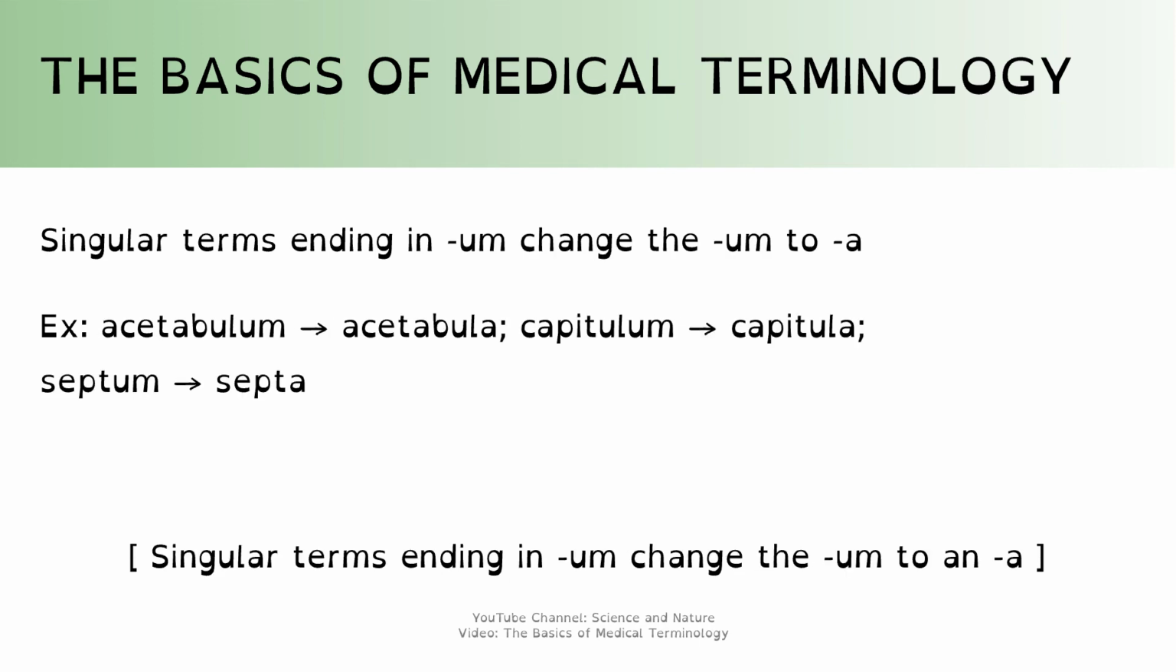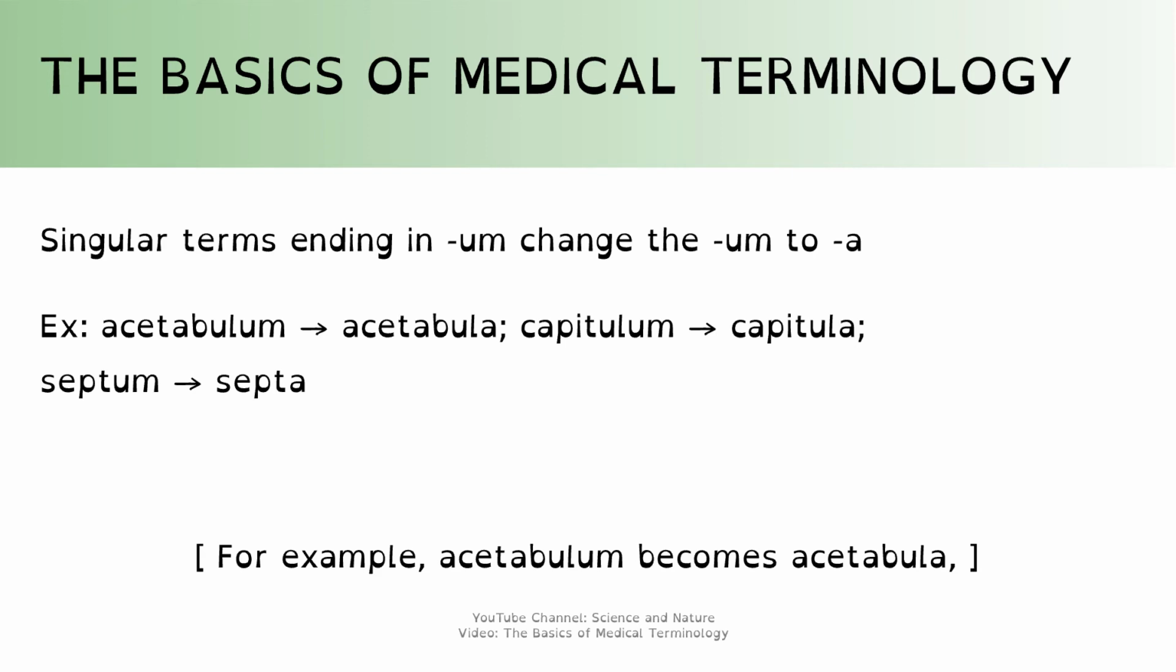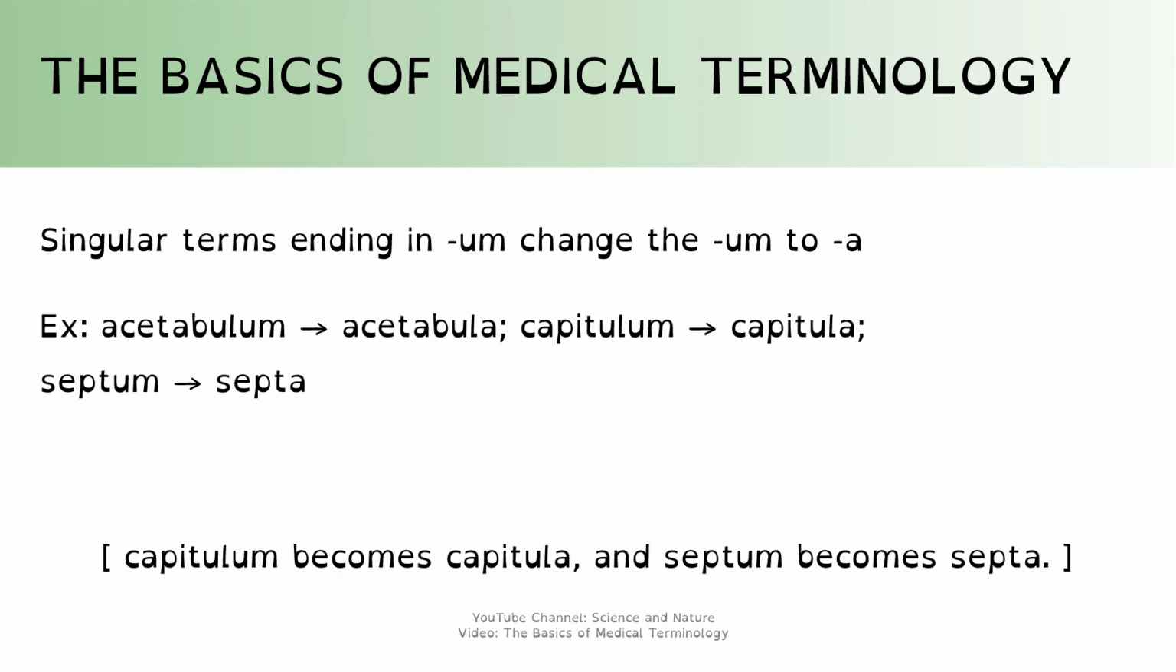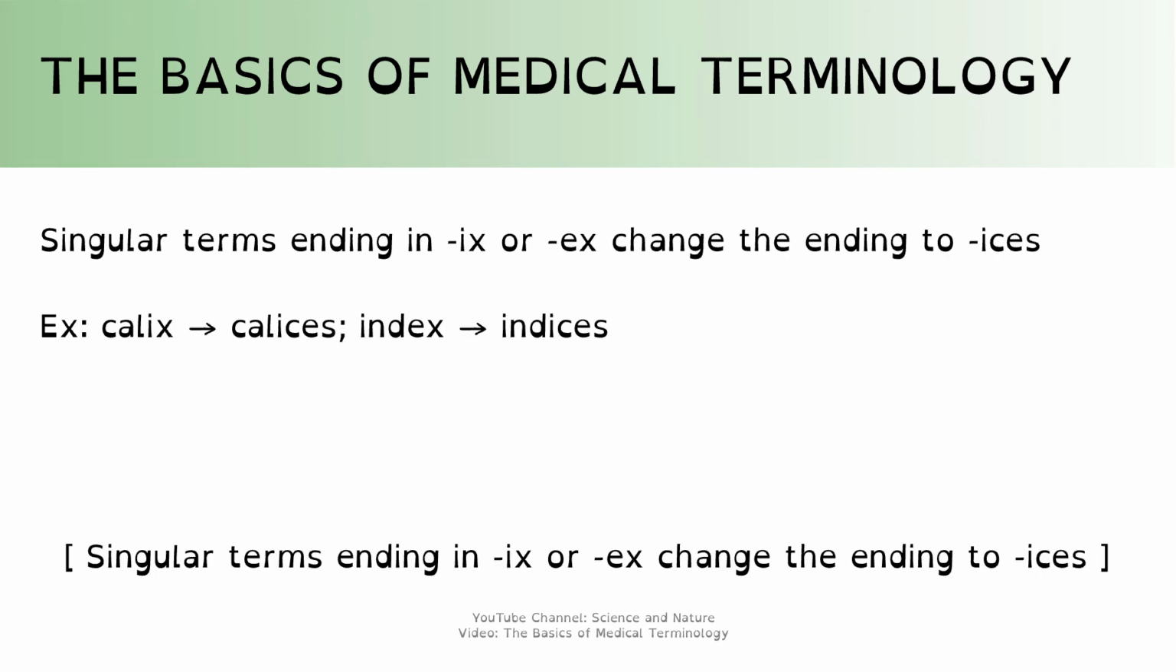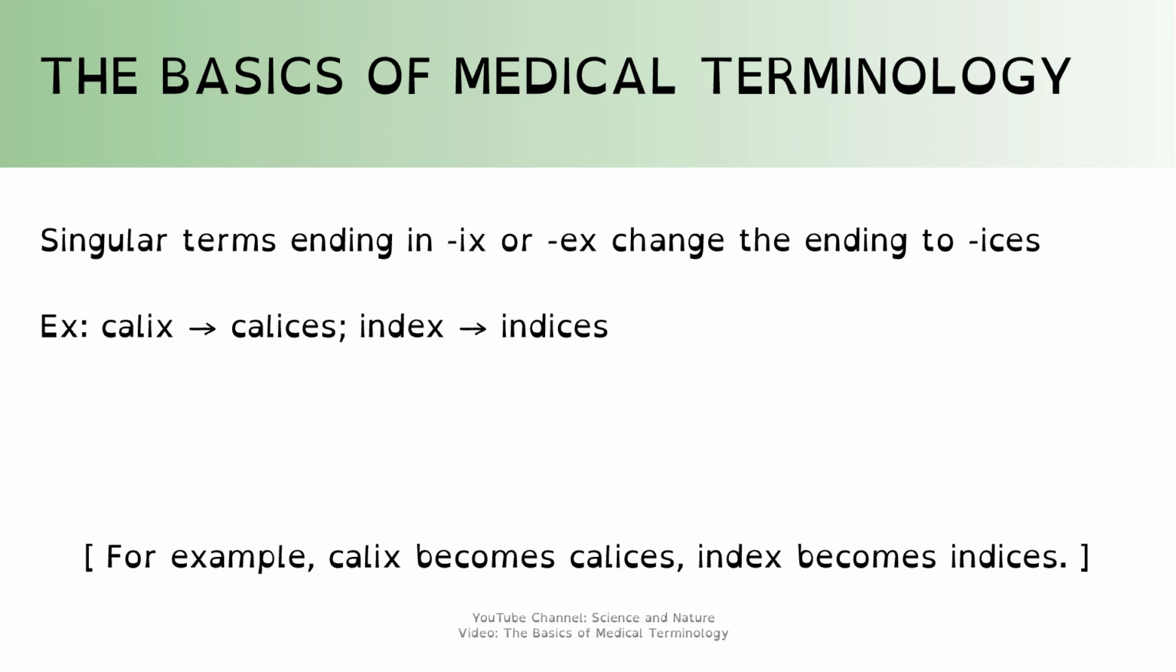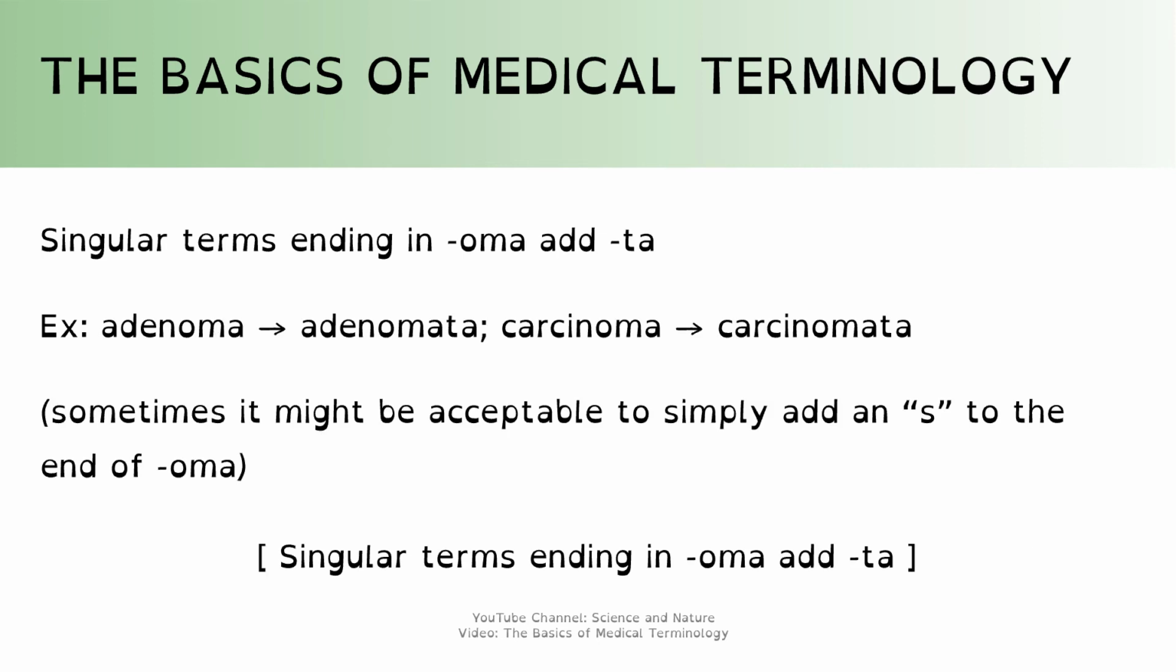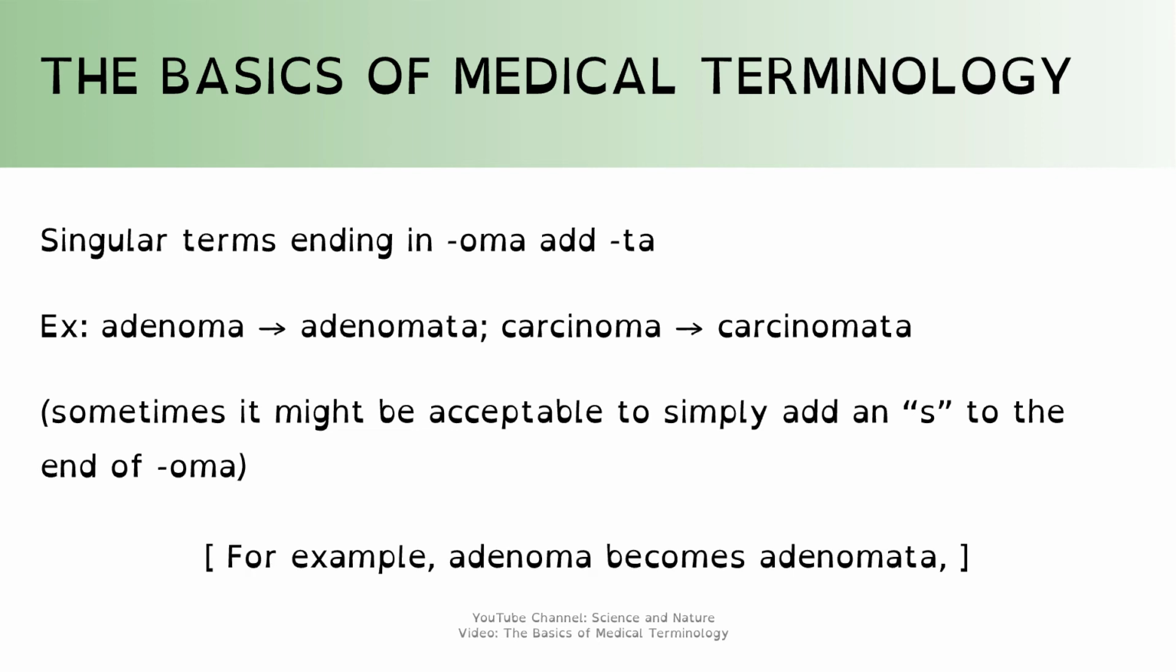Singular terms ending in um change the um to an a. For example, acetabulum becomes acetabula, capitulum becomes capitula, and septum becomes septa. Singular terms ending in ix or ex change the ending to ices. For example, calyx becomes calyces, index becomes indices. Singular terms ending in oma add ta. For example, adenoma becomes adenomata, and carcinoma becomes carcinomata.